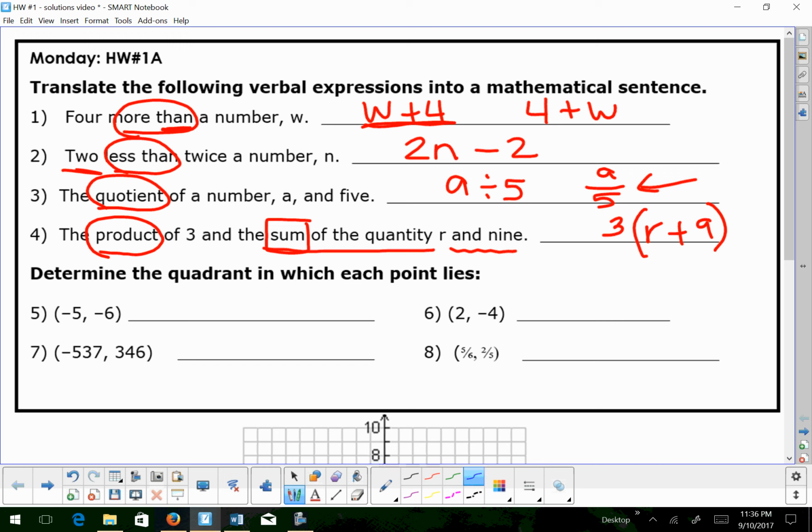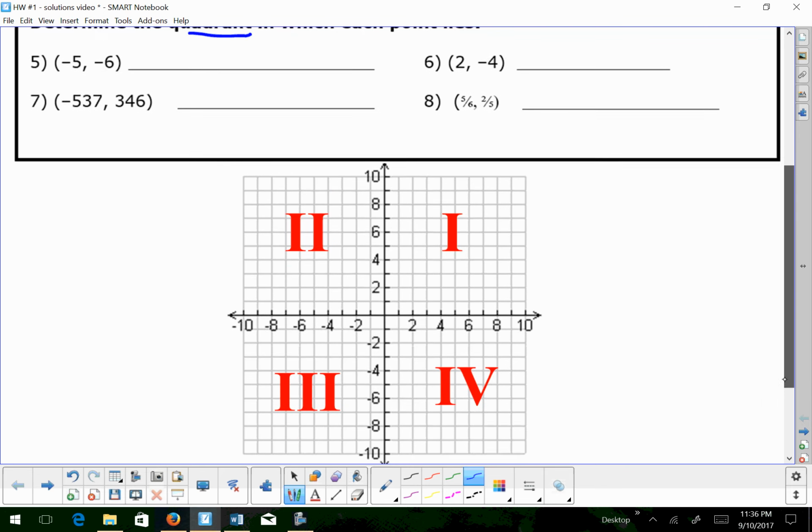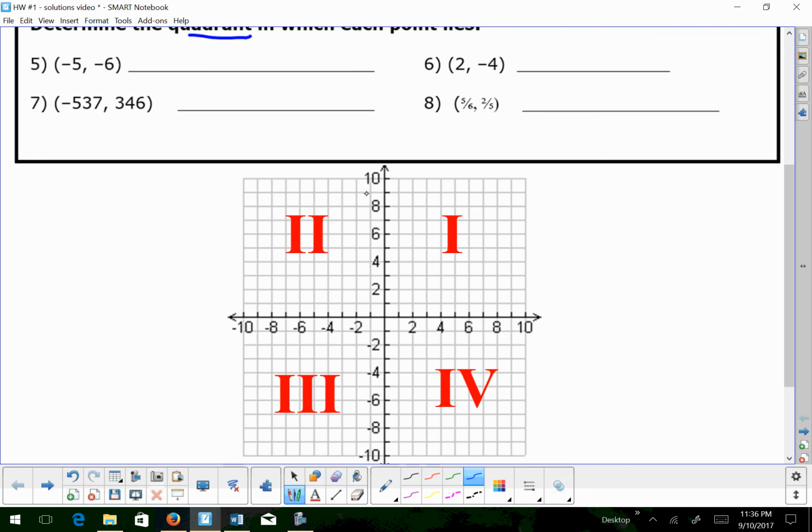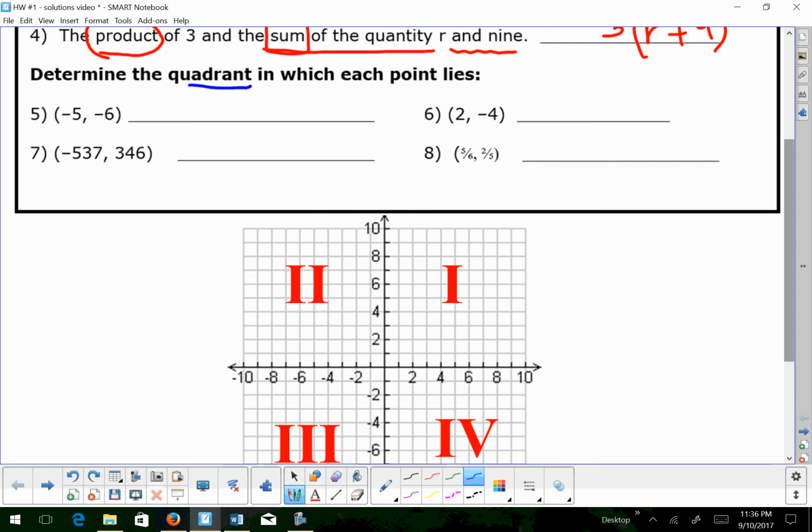Right, the second part of the first assignment is to determine which quadrant each point lies in. A quadrant is a quarter of a coordinate graph. So let's take a look here at our coordinate graph. The quadrants are labeled using Roman numerals 1, 2, 3, and 4, and they go in a counterclockwise order. I didn't ask you to plot these numbers, but simply to determine the quadrant in which the point would lie.